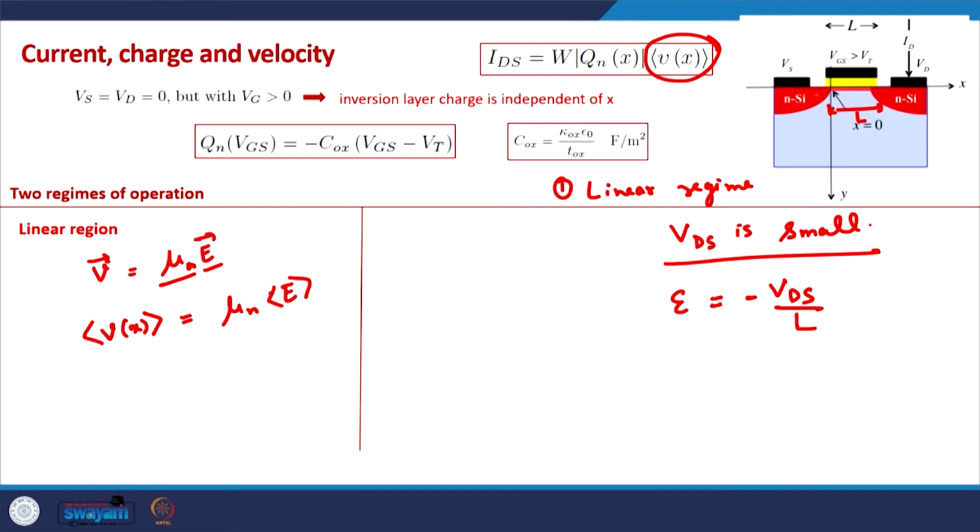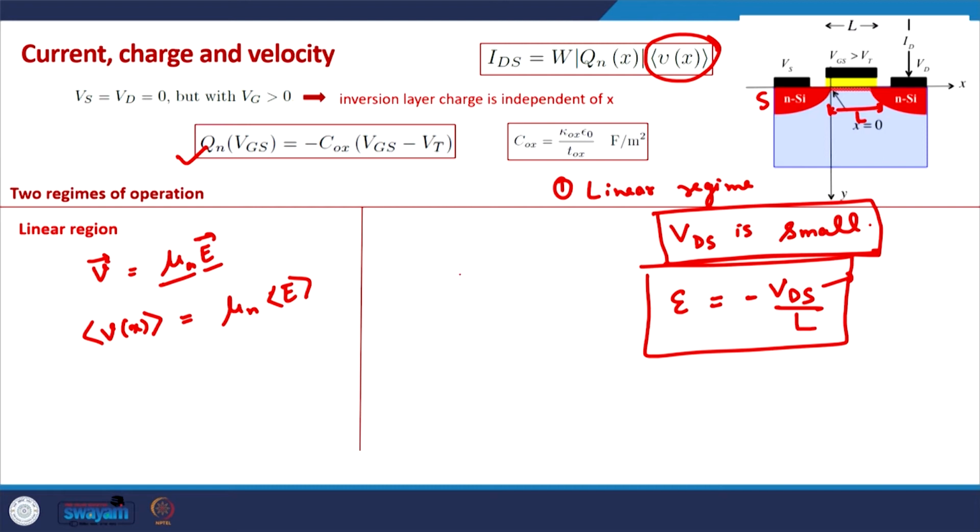So, on one side of the channel, on the source side, we have 0 volts applied, on the drain side we have VDS volts applied, and in the linear regime it is assumed that this voltage drops uniformly. So, the electric field is generally minus VDS by L. This can be taken as like this. So, we know the charge, we know the velocity. So, in this case we can easily find out the current.